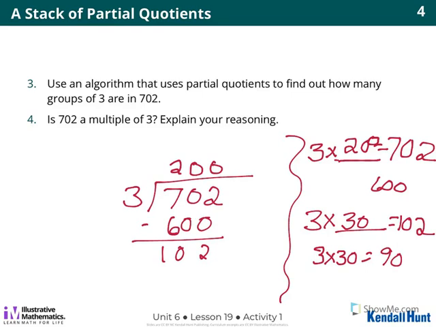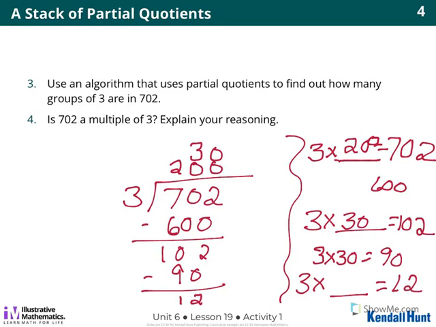So then I'd put a 30 up here, and 30 times 3 is 90. I'd subtract, and I have 12. So I'm thinking, 3 times what number gets me close to 12? Okay, 4. Stick a 4 up there, right? 12 minus 12 is 0. So if I add those, I'd get 234. And that's my answer.